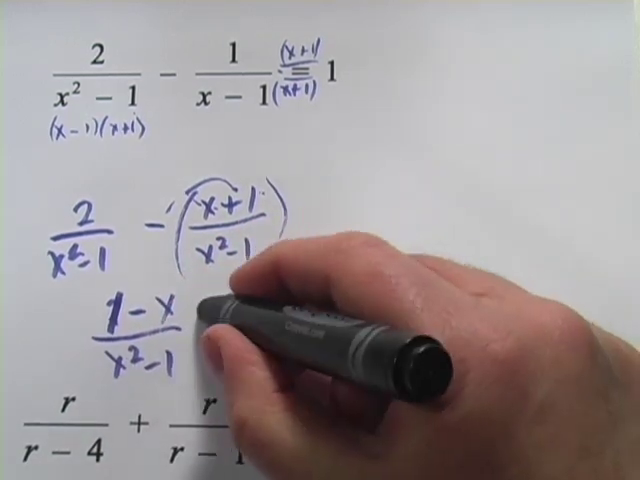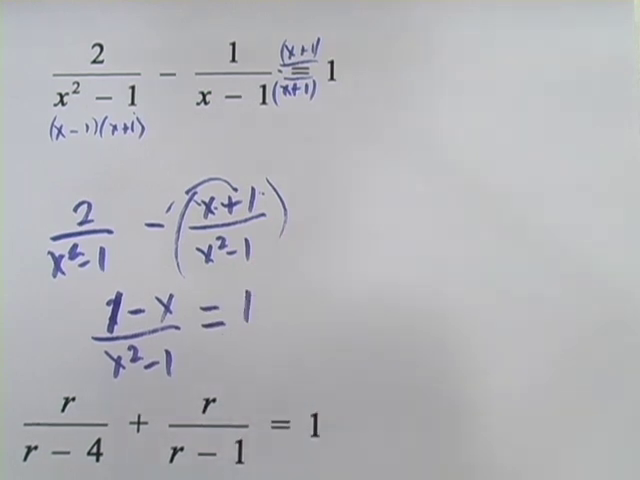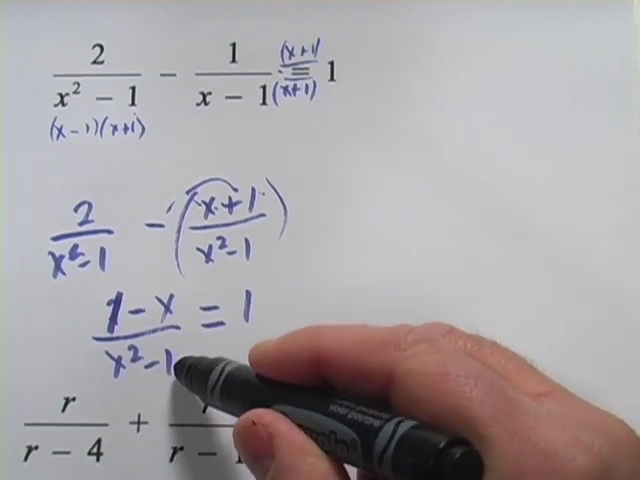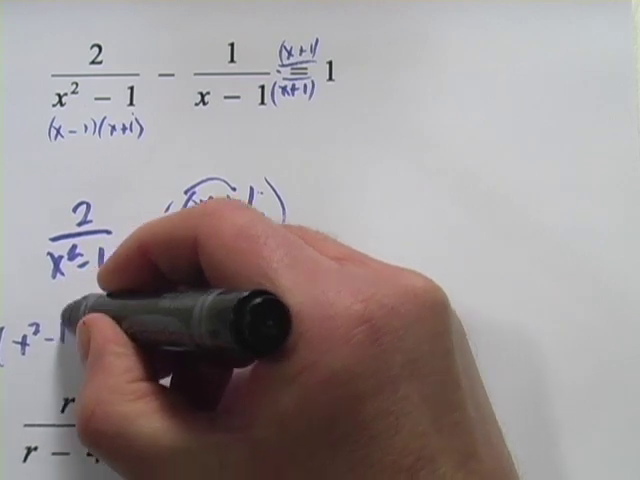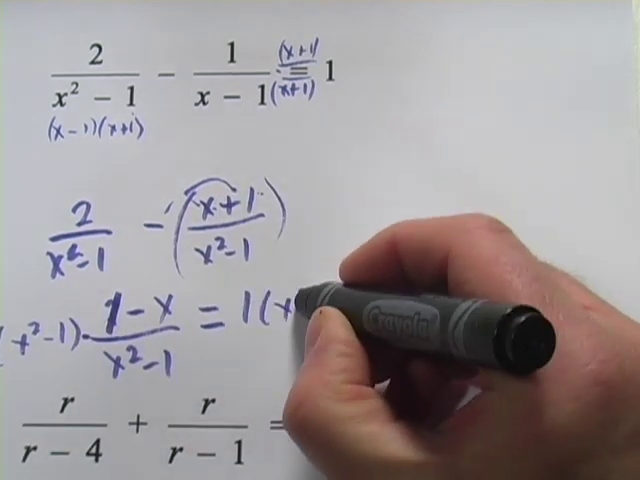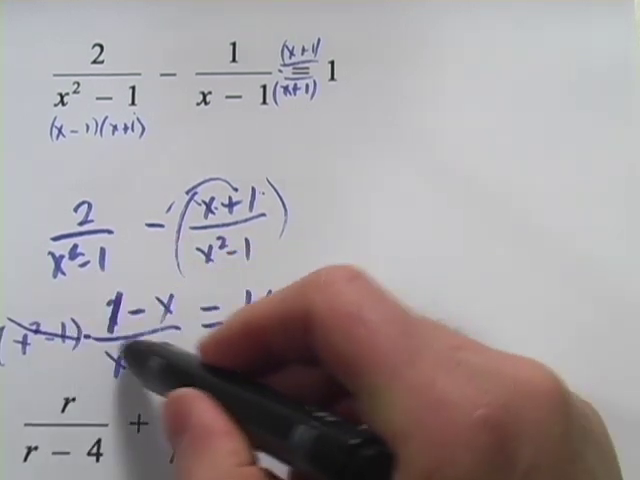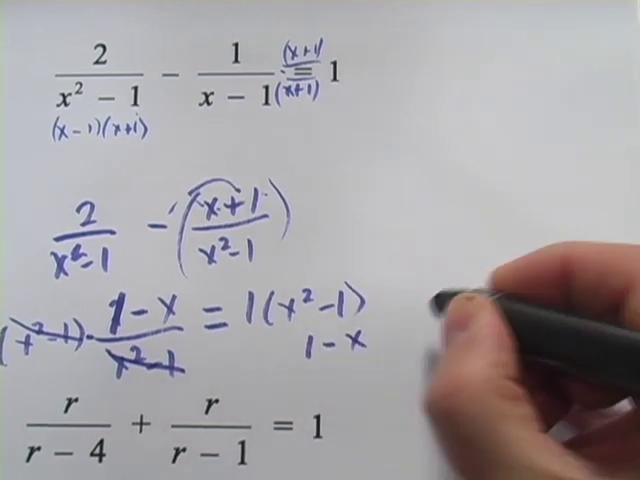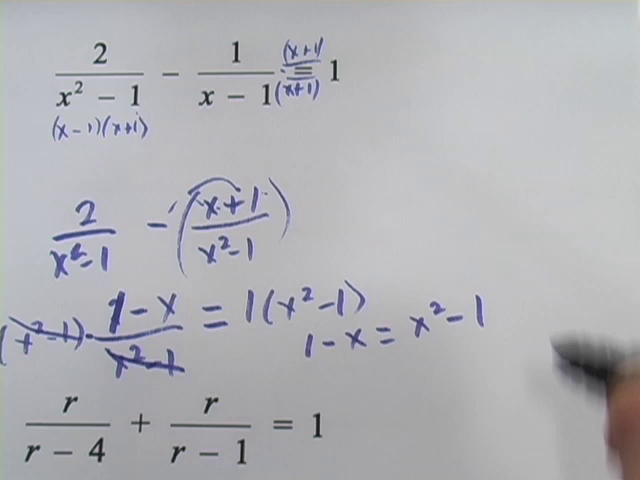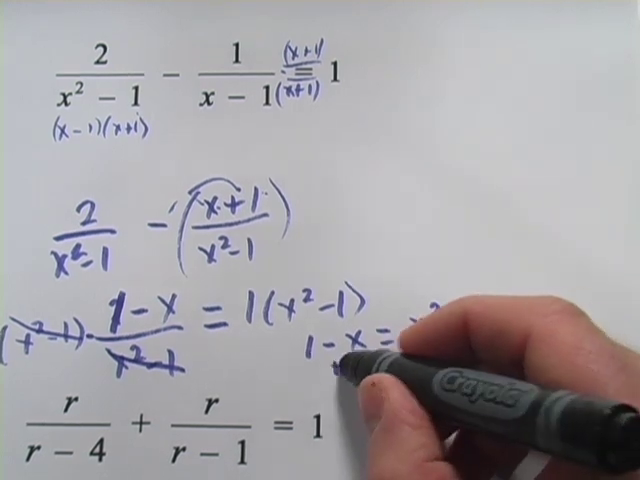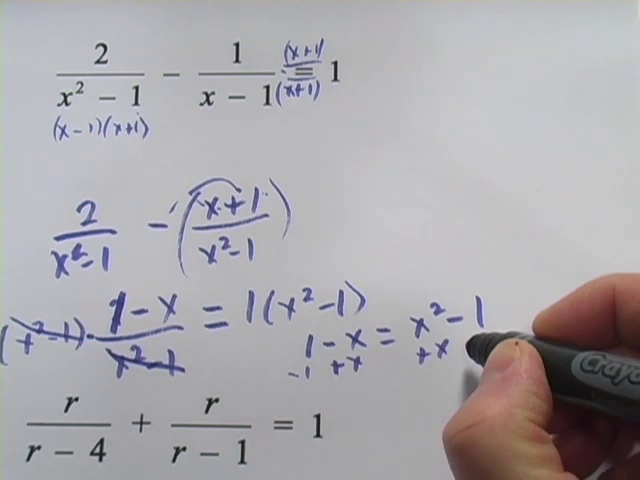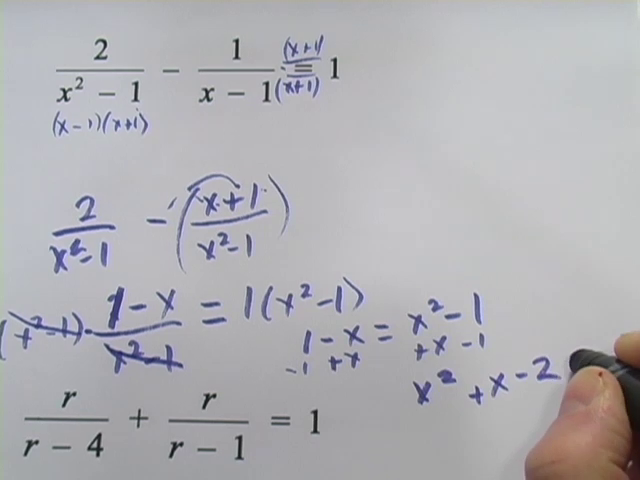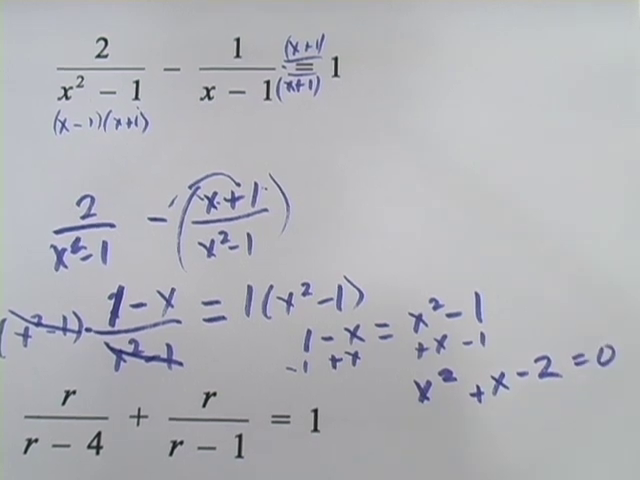And I've been ignoring the right side of this equation. I'll put it back in there. That equals 1. We're in a lot better shape now. We've just got one fraction, and what I'm actually going to do is multiply both sides by x squared minus 1. And what that'll do here is cancel. When you multiply by 1 here, it's just itself. So we get 1 minus x on the left, and we get x squared minus 1 on the right. Now all we have to do is add an x, subtract a 1, and we get x squared plus x minus 2 equals 0. That's a quadratic we can deal with.